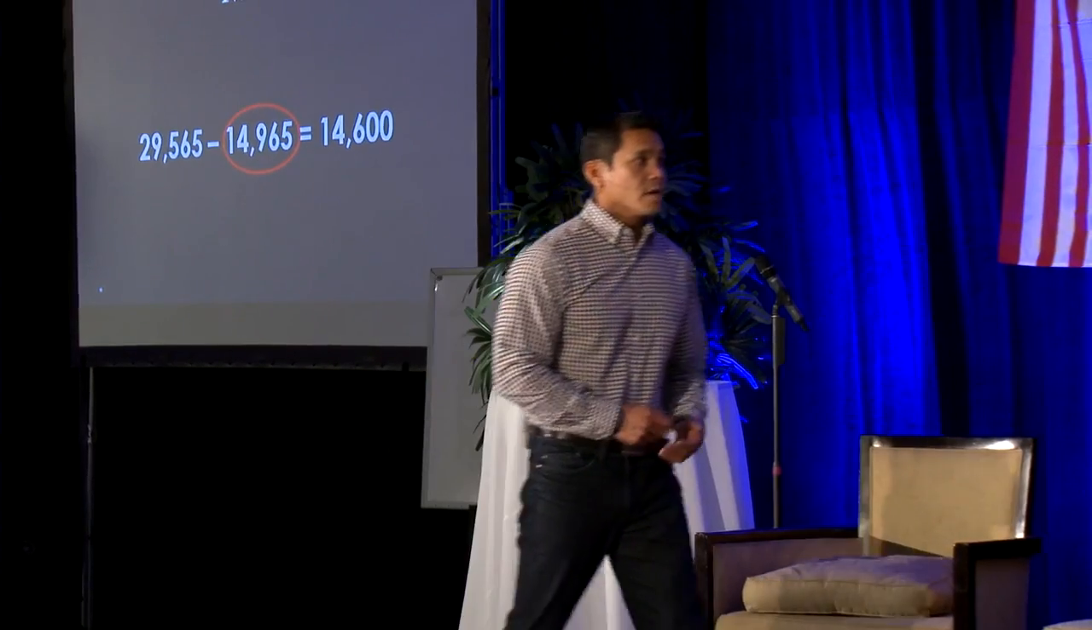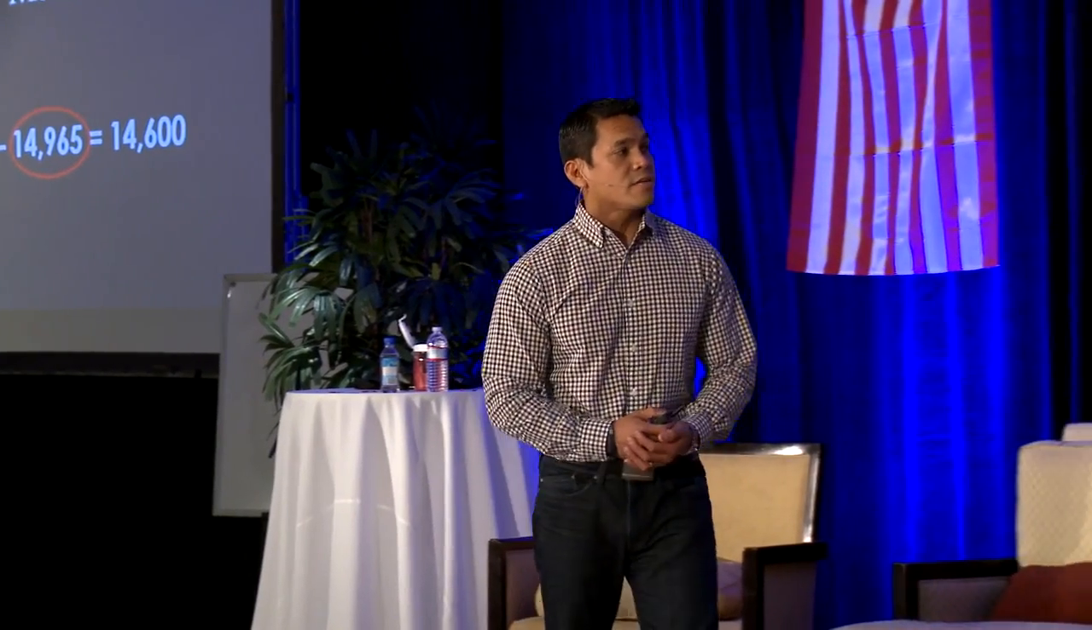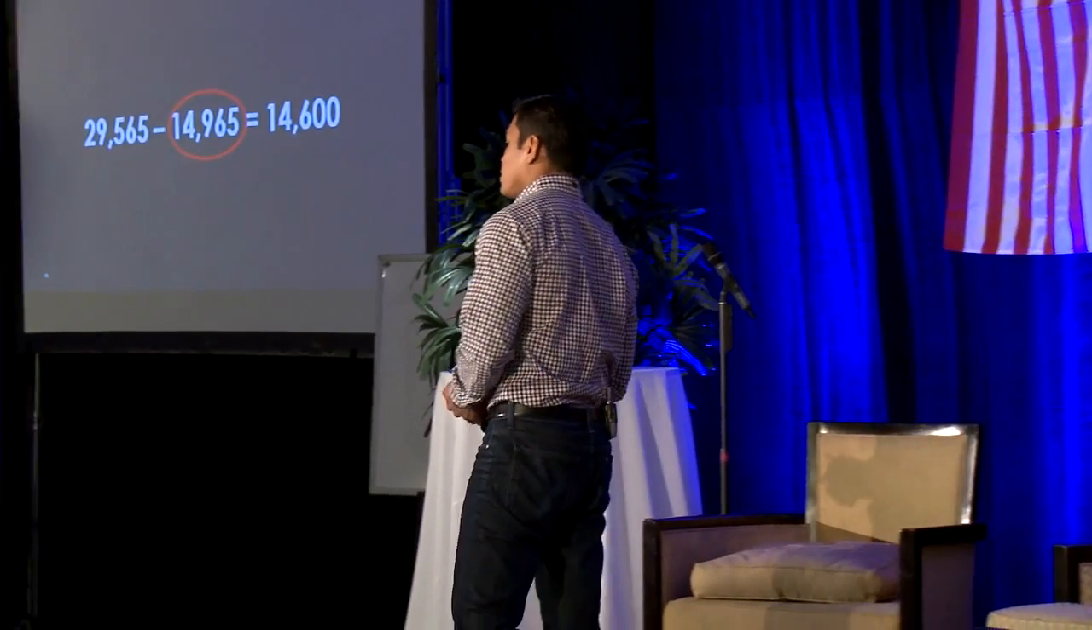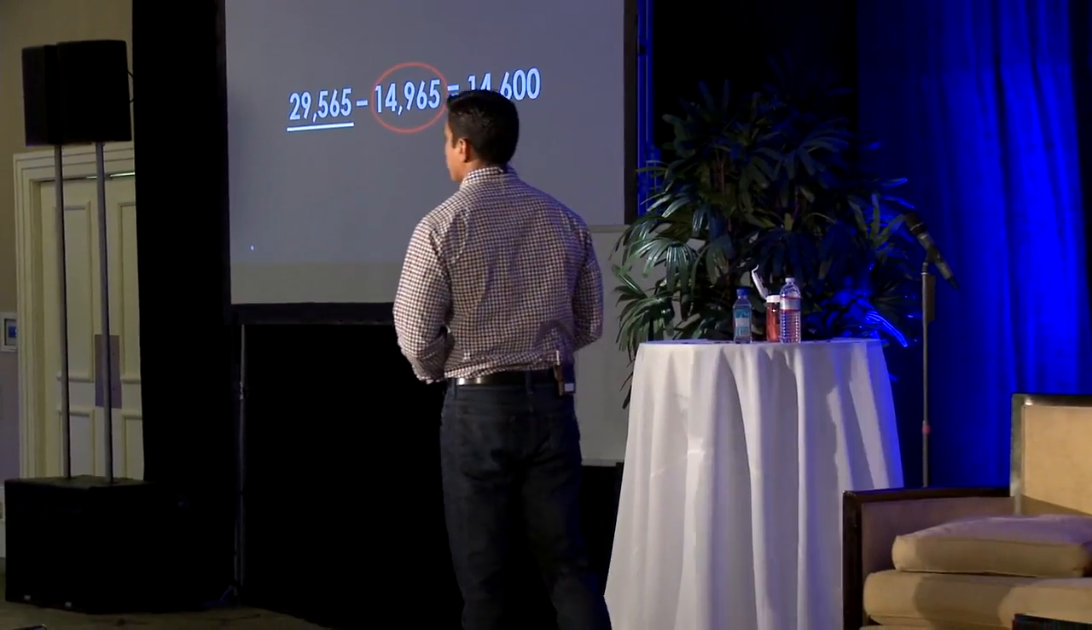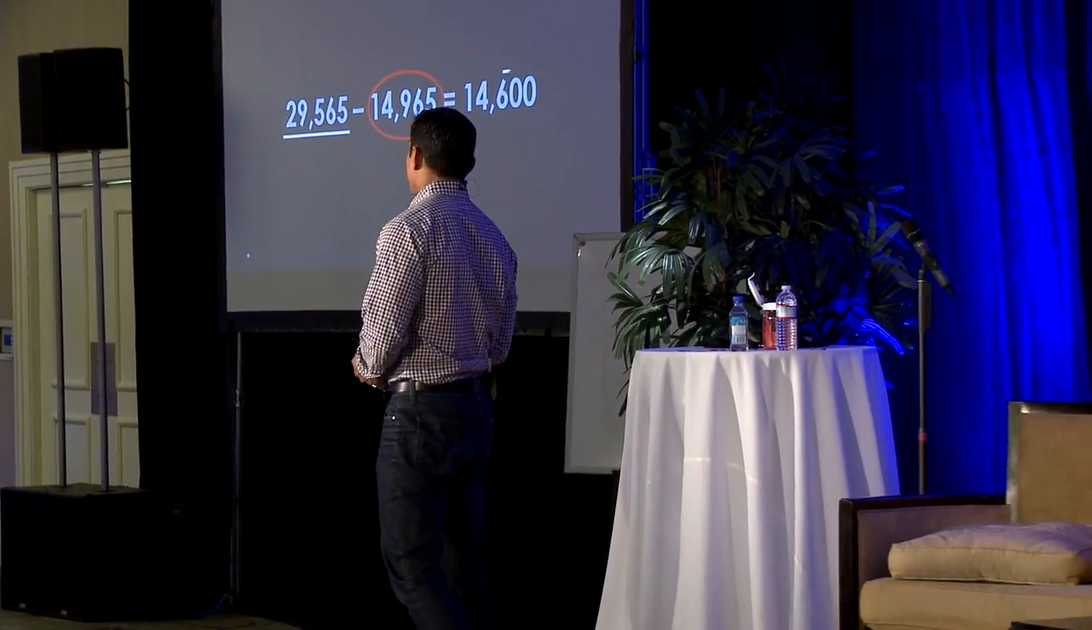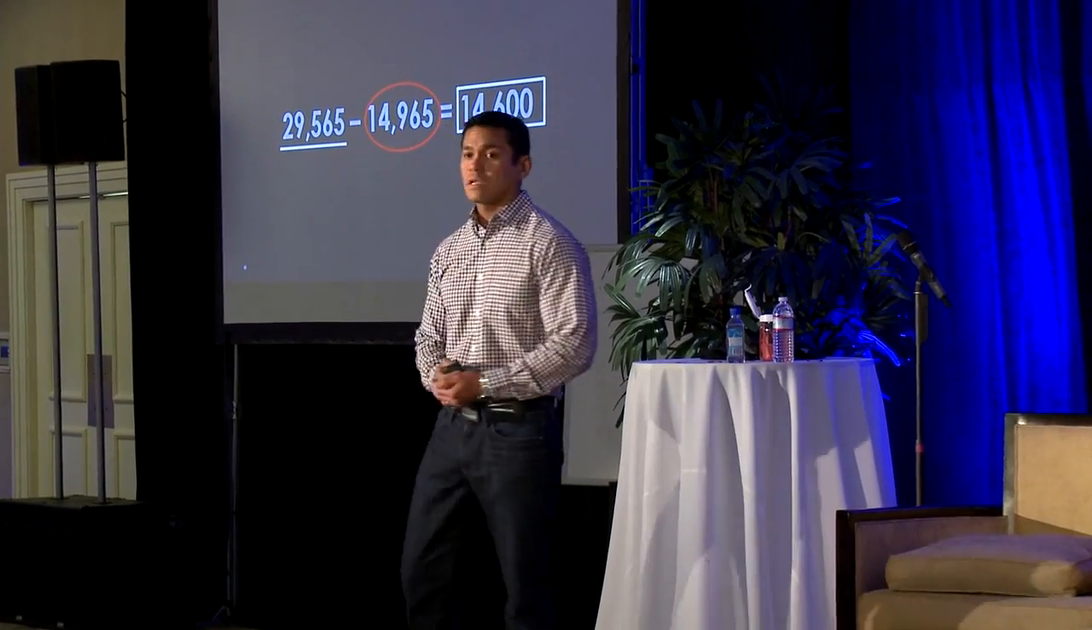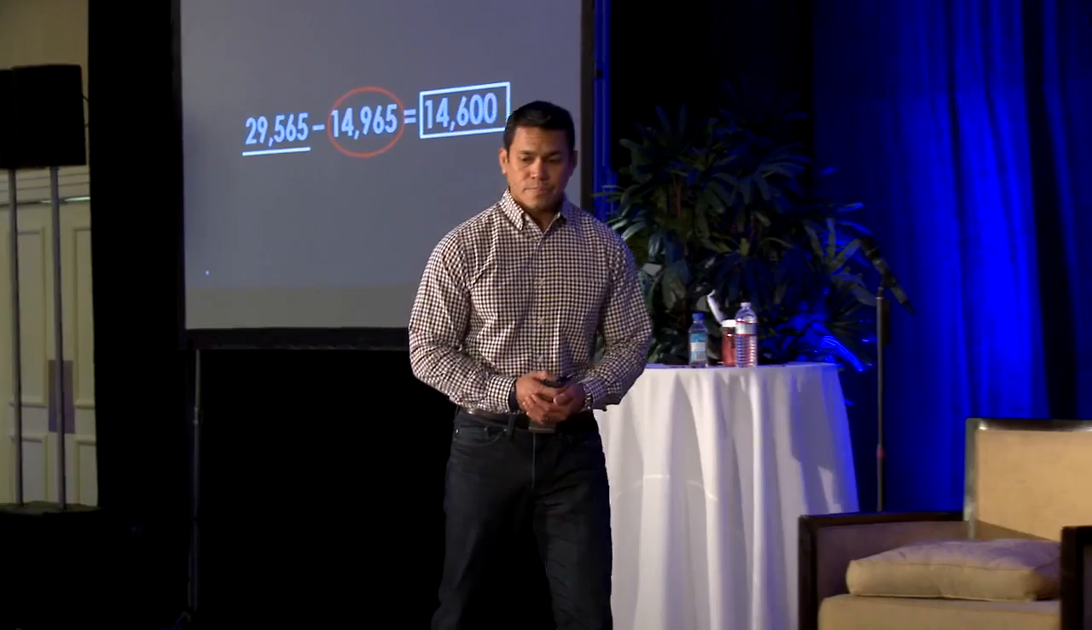All right, part two of the problem. The number 29,565, subtract from it the number that you circled. When you get that, put a big box around it. Let's break down the problem.